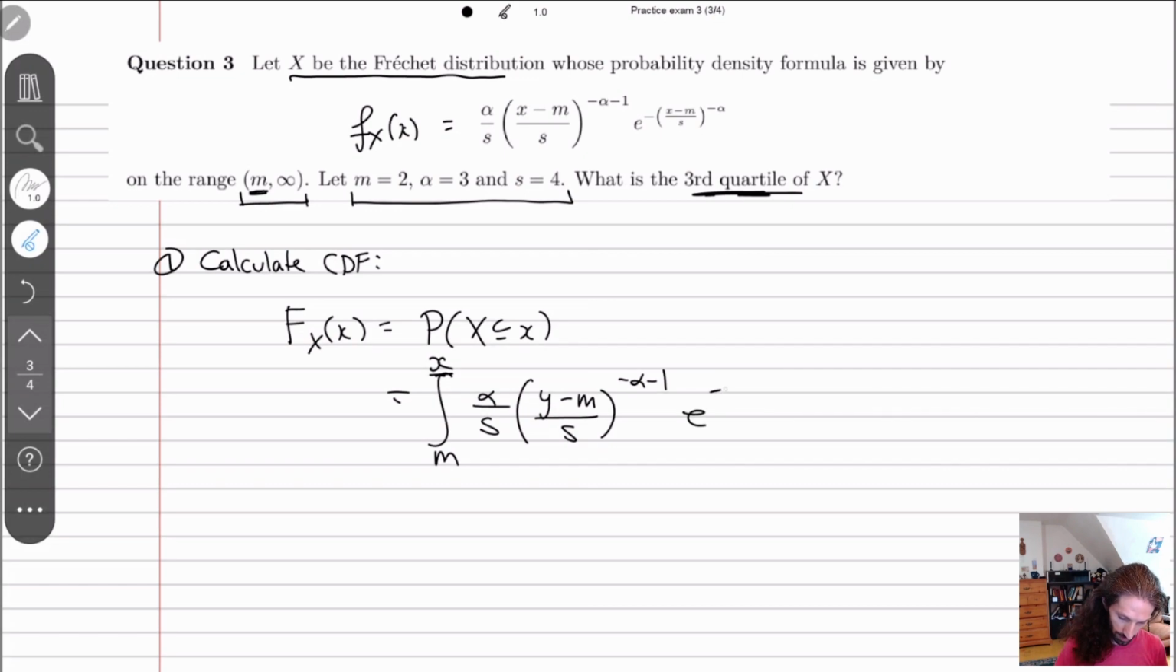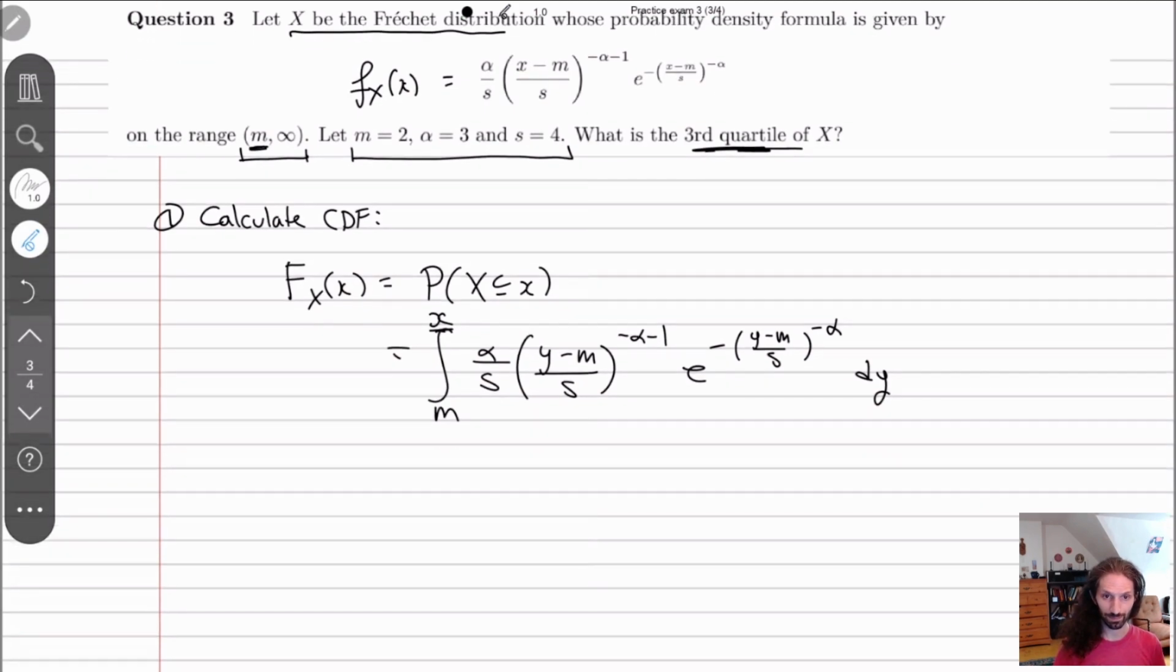e to the minus (y minus m over s) to the minus alpha. And here I'm not putting in the numbers right away, because it's just going to be harder to mesh with numbers. It's easier for me to see things without numbers. You can obviously plug things in right away if you wanted, but that might make things a little more difficult and obfuscate some of the things inside.